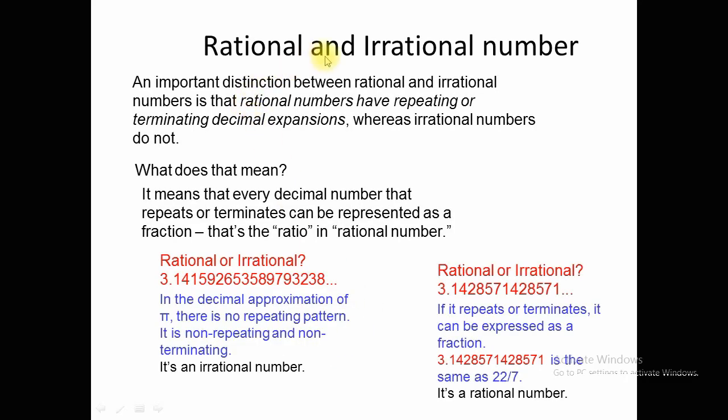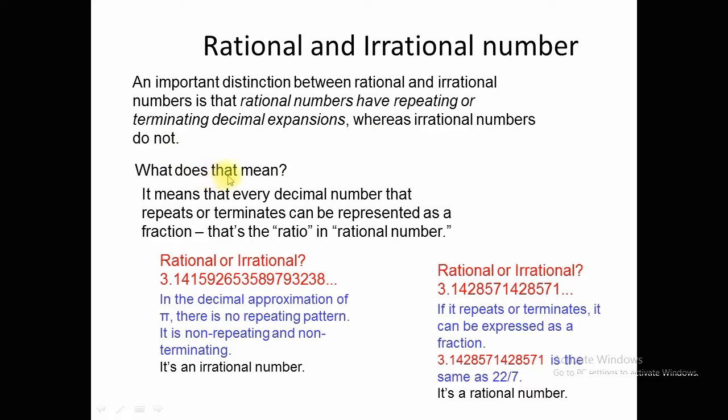Now, what is the difference between rational and irrational numbers? It is a very important and interesting question: how to differentiate rational numbers and irrational numbers. An important distinction between rational and irrational numbers is that rational numbers have repeating or terminating decimal expansion. I will clear this sentence with an example. Rational numbers have repeating or terminating decimal expansion, whereas irrational numbers do not.